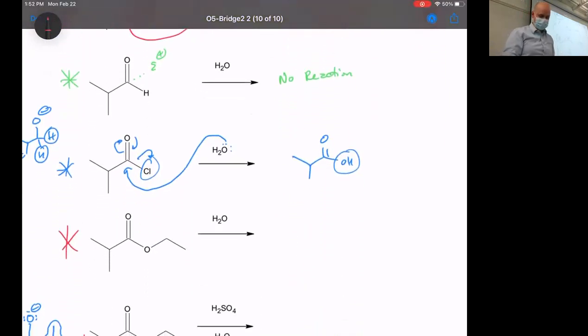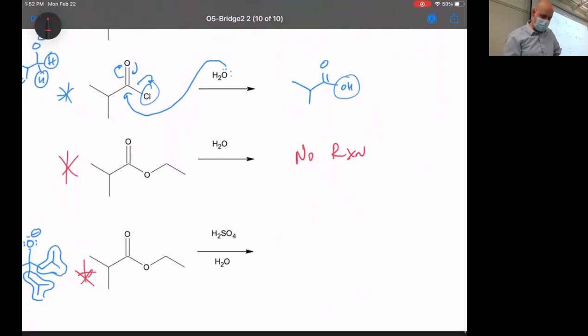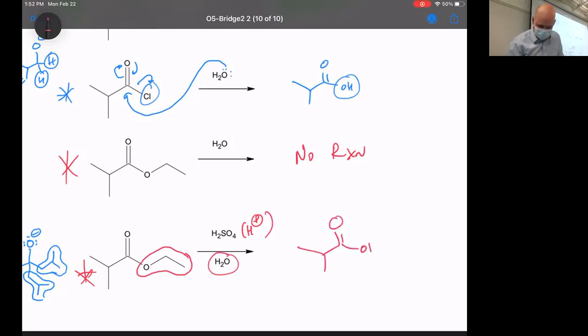All right, scrolling down a little bit. I've got an ester and I add a weak nucleophile with nothing else. Will it react? No, no reaction. All right, but if I add some water with acid, then I will be able to do it. I'll be able to take this thing off right here and replace it with water. Exactly so. So all of those are just interchanges.